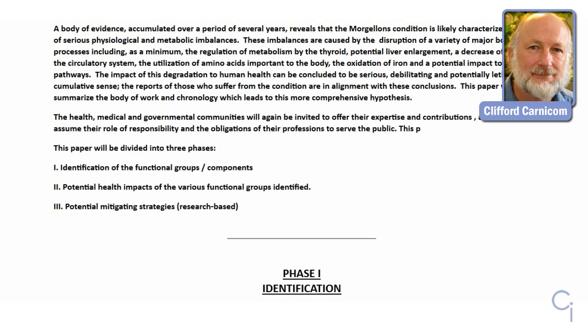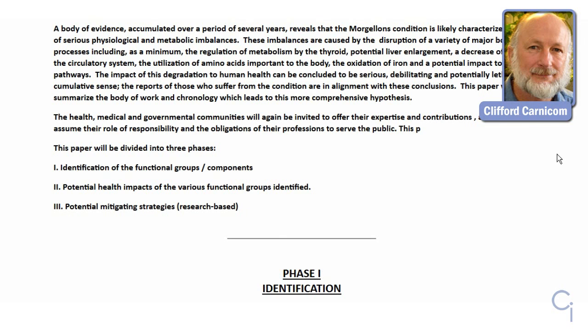And then the third part of the paper is to present what will be called potential mitigating strategies, based solely from a research point of view. I'm not a medical doctor. That's very clearly stated on any of the papers. I never assume that role in any fashion whatsoever. In fact, far from it. What I do is act as a researcher and provide information, and that will be done also from the standpoint of what might be potential mitigating factors.